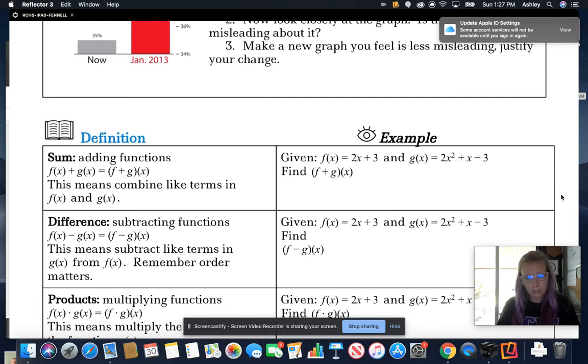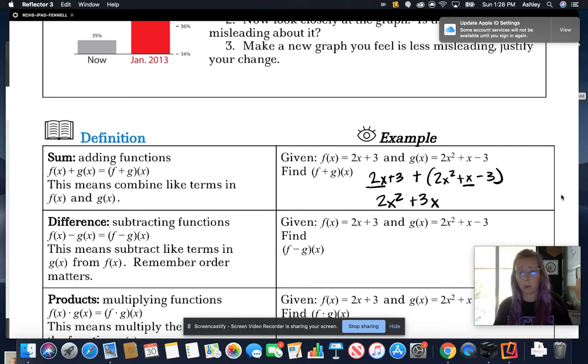Okay, so if we're adding functions together, we're just taking any like terms from the first function and combining them with like terms from the second. So all we're doing here is saying 2x plus 3, and then we're going to add all of this g of x stuff, 2x squared plus x minus 3. So all I'm looking to do is combine any like terms that I have here. So I have 2x and x, no x squared terms, so just 2x squared. But then 2x plus x is 3x. And then 3 plus negative 3 is just 0, so that's it. So all you're doing is combining like terms, super basic, straightforward, easy.